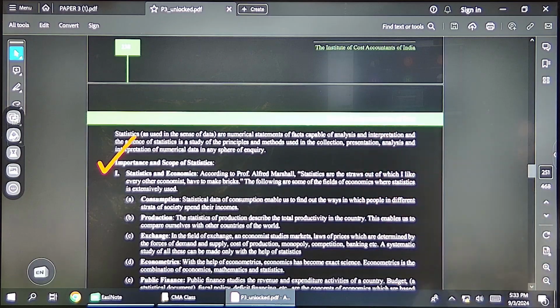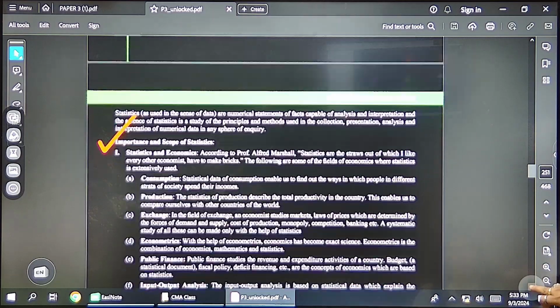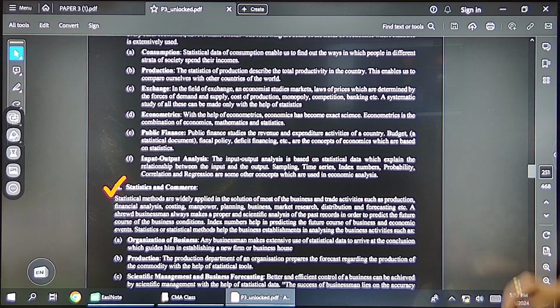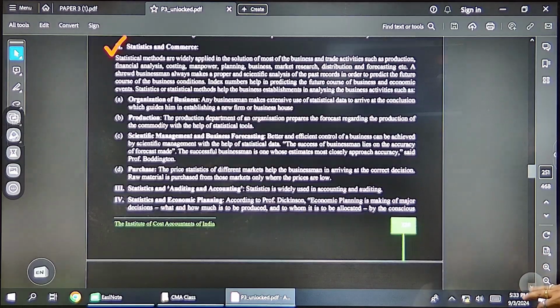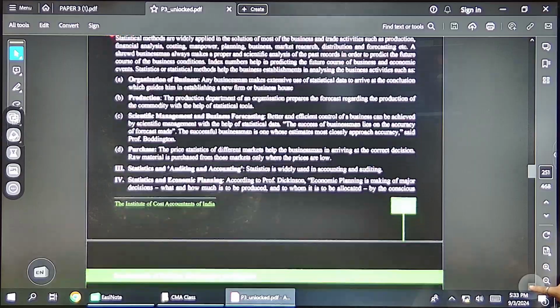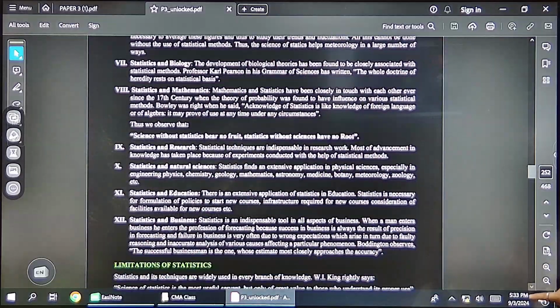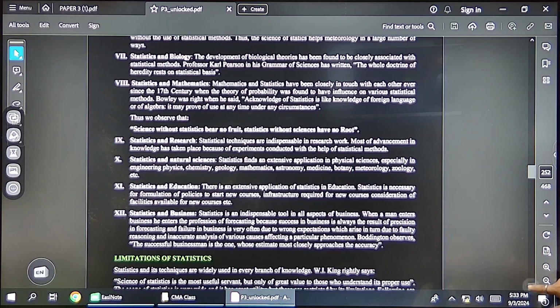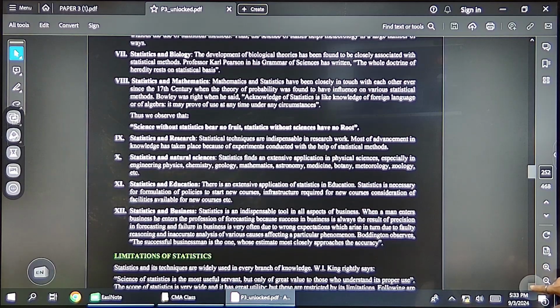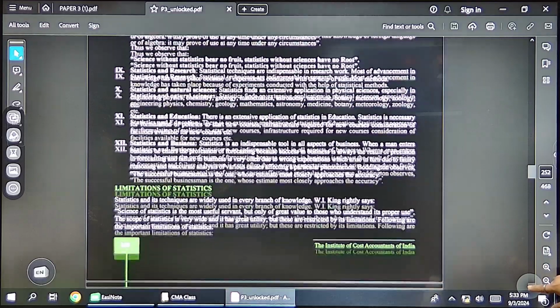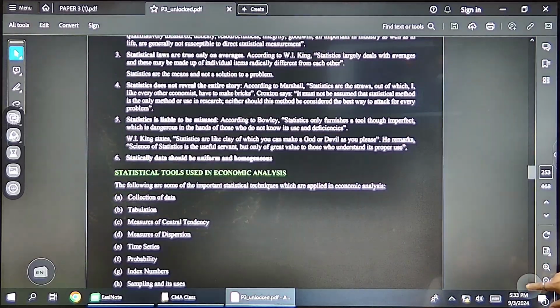Importance of statistics: what is the scope of learning statistics? What is the use of statistics in commerce? These are the importance of this. Then limitations of statistics. These are not that important for our exam. So the introduction page, you will go through once, getting it.